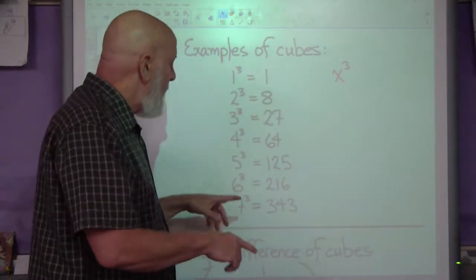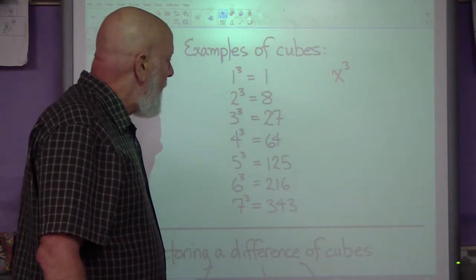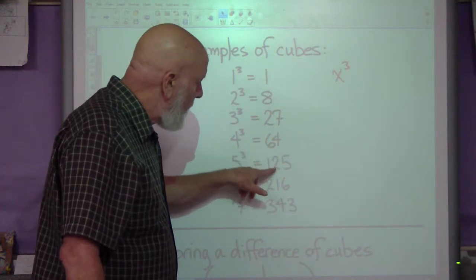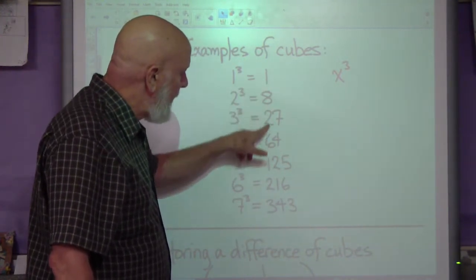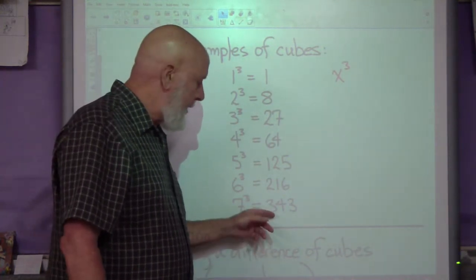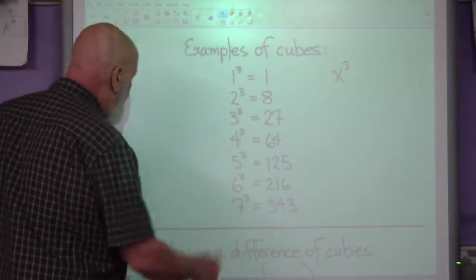X cubed, of course, and there may be a variable combined with a constant, both of which are cubes. But it's good to be able to recognize some of the more common cubes you'll run into. So I made a list of them here for you. 7 cubed is 343. So if you see 343, say, hey, that's 7 cubed, and just remember that. Just refer back to this.